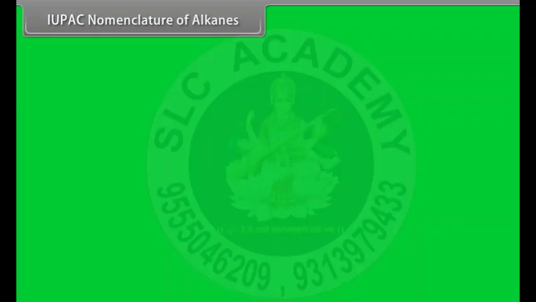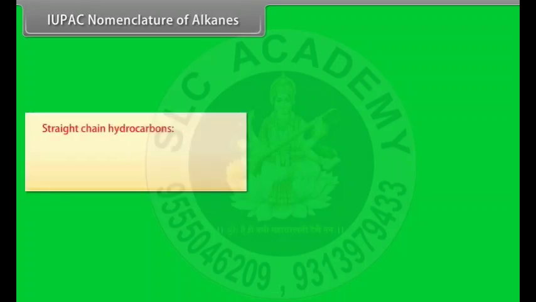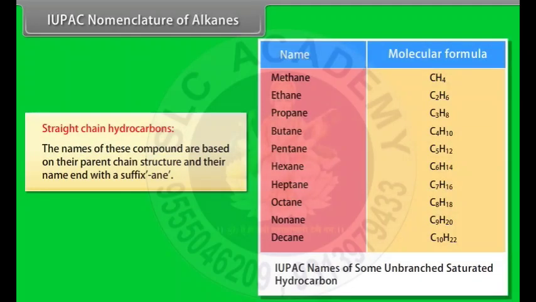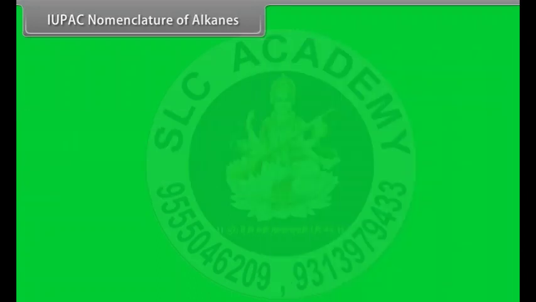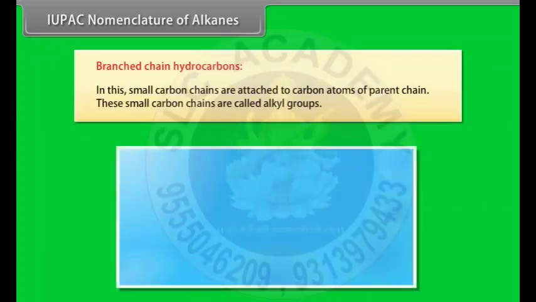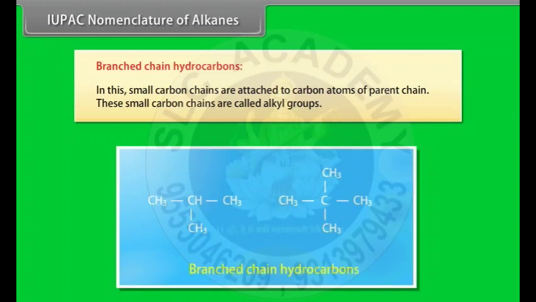IUPAC nomenclature of alkanes. Straight chain hydrocarbons. The names of these compounds are based on their parent chain structure, and their name ends with the suffix -ane. Branched chain hydrocarbons. In this, small carbon chains are attached to carbon atoms of the parent chain. These small carbon chains are called alkyl groups.